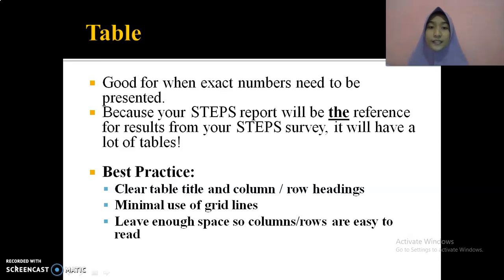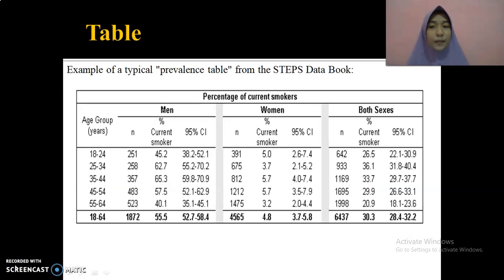it's good for when exact numbers need to be presented, because your report will be the reference for results. From your survey, it will have a lot of tables. And the best practices for using a table: the first one is a clear table title and column or row headings. The second is minimal use of grid lines. And then leave enough space so the columns or rows are easy to read. And here is an example of a typical preference table from the data book. You can look here, it's an example of using a table in your report.